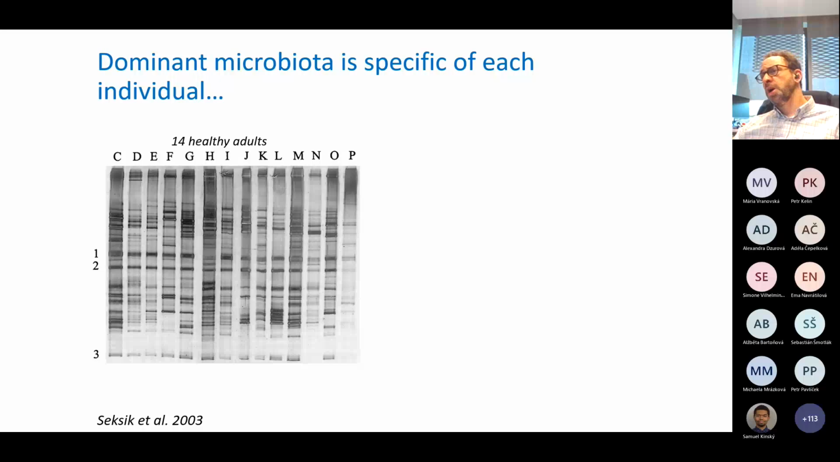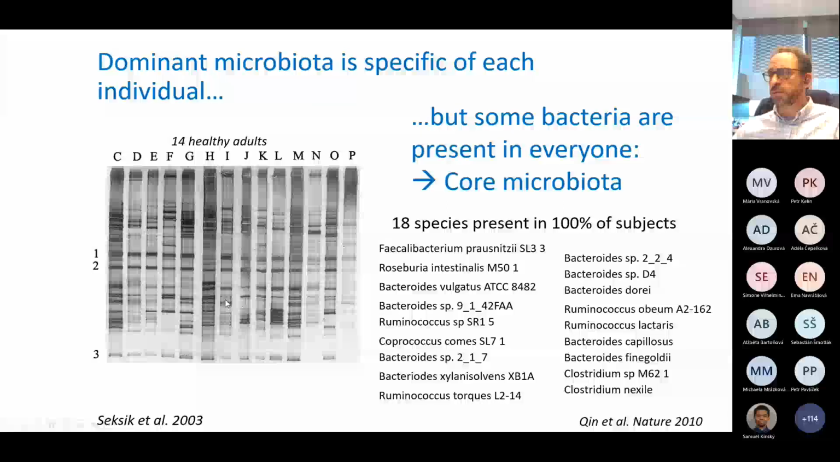Another important aspect is that we have a microbiome which is specific to each subject. Here, this is an old method used to characterize the microbiome. Here, each bar represents one bacteria. And you can see in these 14 healthy adults that the microbiomes are different. Although some bacteria seem to be present in most of the subjects, you see some bars that are present in many people. And indeed, it has been shown that some bacteria are present in everyone. It is what we call the core microbiome. And there are probably around 15 to 20 bacteria in this case that you can find in everyone.